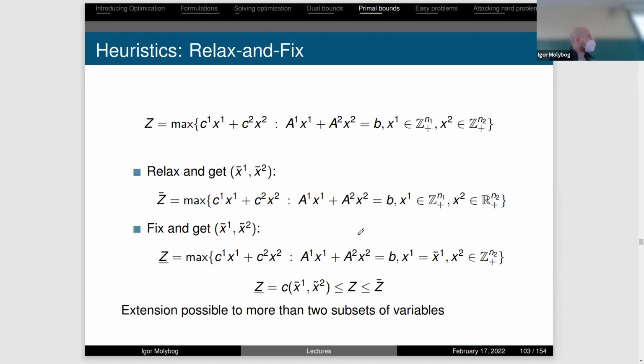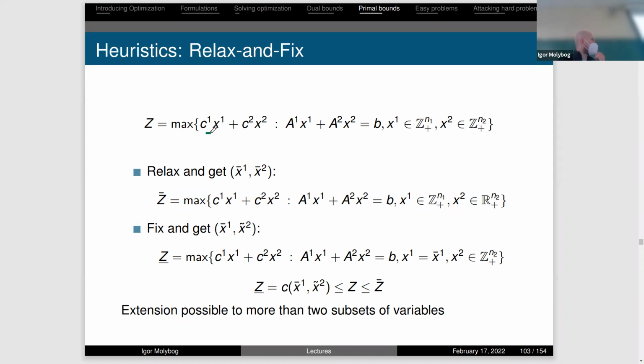Okay. So the next important heuristic is the relax and fix idea. Again, if you have the fix in the name, that means that at some point you're going to be fixing a variable and then solving a problem with this variable being fixed. In this particular variant of this heuristic, we are splitting our set of variables into two.